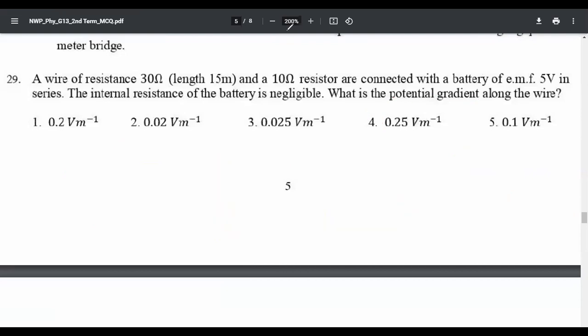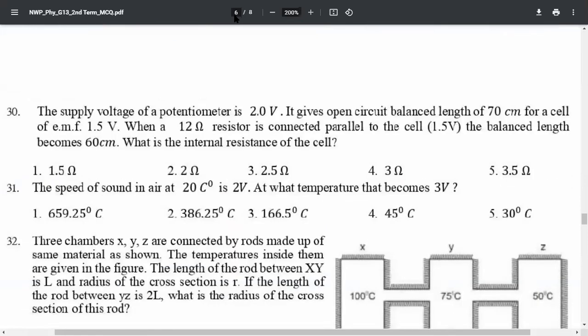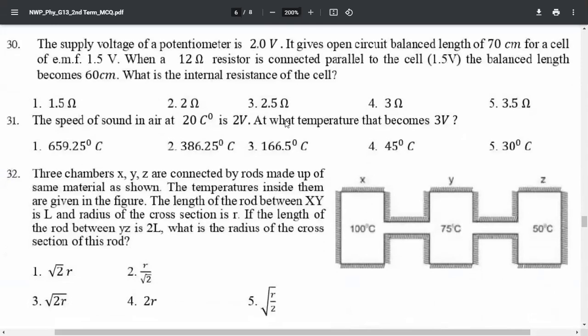And did anyone ask for 30th? I'm not sure. Had anyone asked for 30th, people? Yeah, 30th. Yes, okay. There were a few of them who had requested for 30th. So let me quickly explain that.